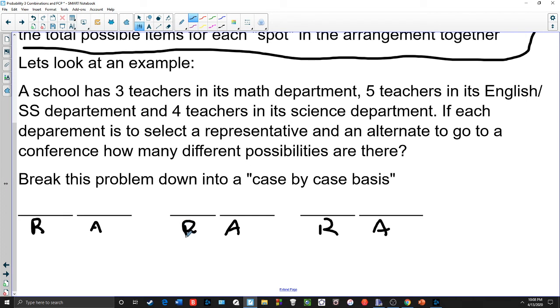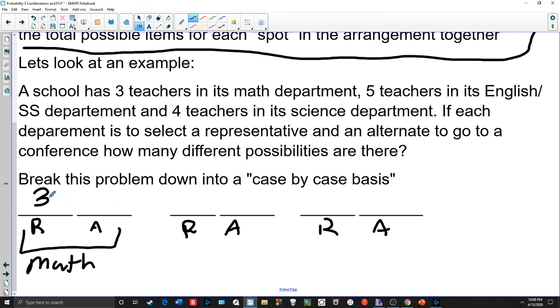Because it's a permutation question, we don't use nCr. We could use nPr, but there's actually an even easier way of doing this. If I have 3 math teachers, and I want to pick an alternate and a representative, well, that means any one of these 3 can be my representative. So I put 3 there. So this is for math here. Now, whoever's the representative cannot also be the alternate, obviously. I have to have a different person be the alternate.